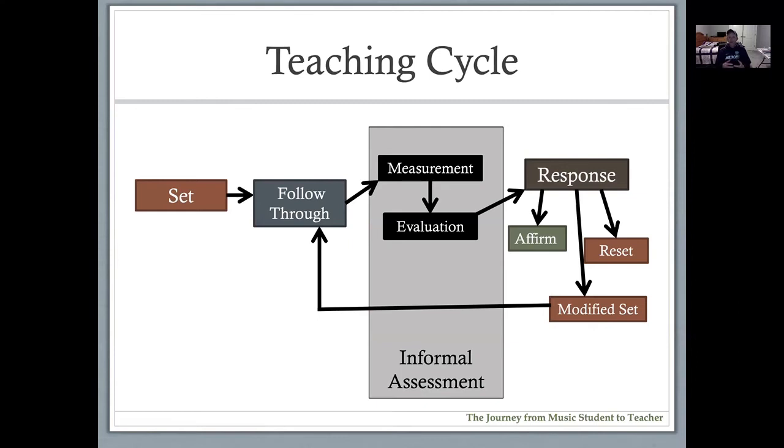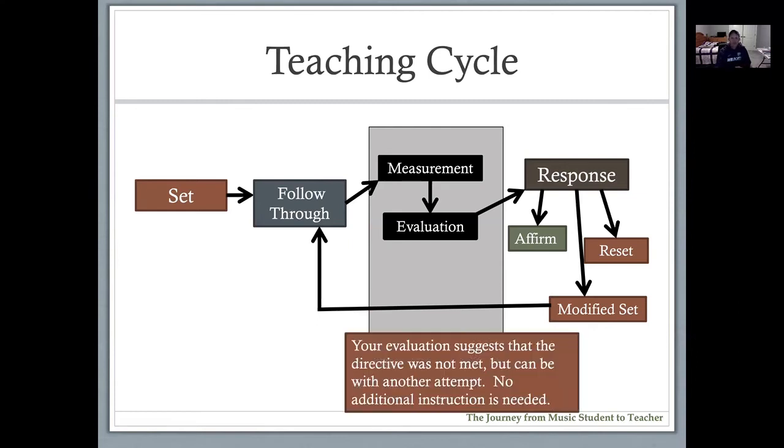Okay, so a reset, all that means is that the evaluation suggests that the directive wasn't met, but can be with one more attempt. Okay, no additional instruction is needed. Whereas with the modified set, it wasn't met, and we need a little bit of additional instruction, and then we're going to follow through again.